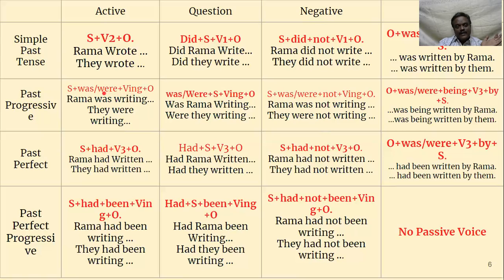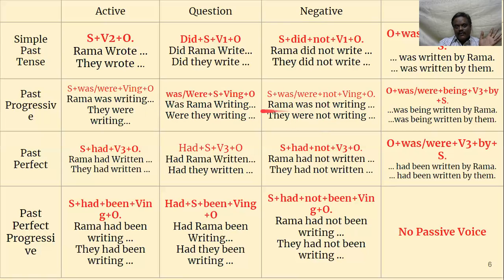In present tense we use is, am, are, but here we use was, were. Is, am, are, was, were are all be forms. Rama was writing. They were writing. Was Rama writing? See, question: the helping verb is already there, so there is no need of worrying about it. Was Rama writing a letter? Were they writing a letter?